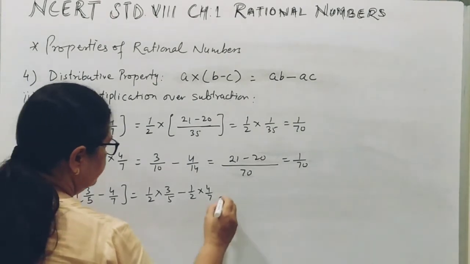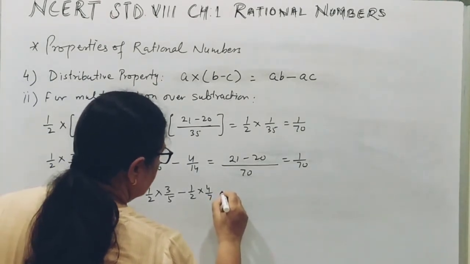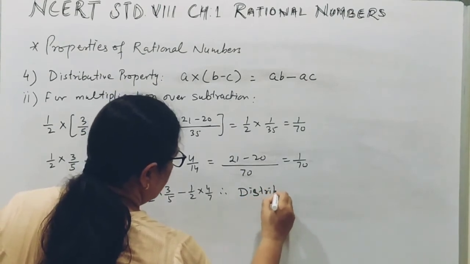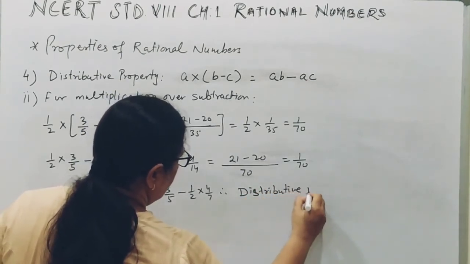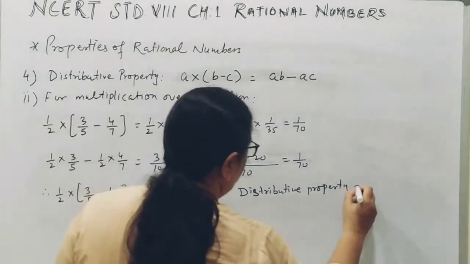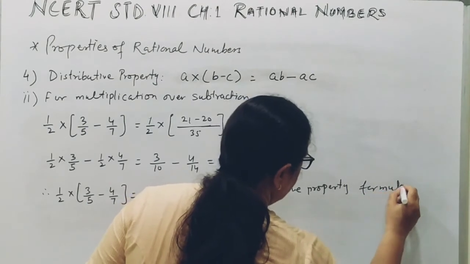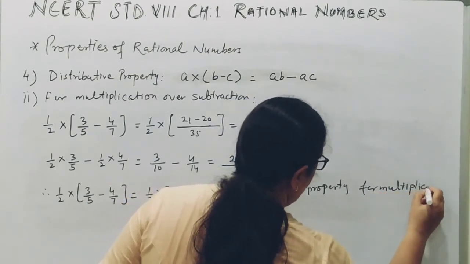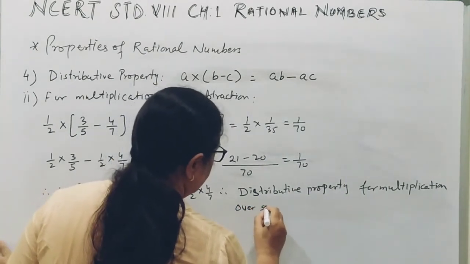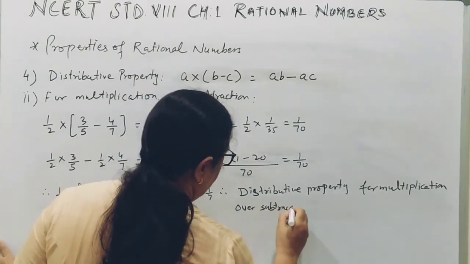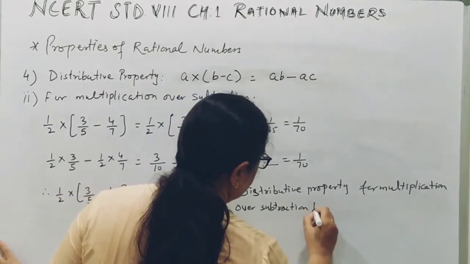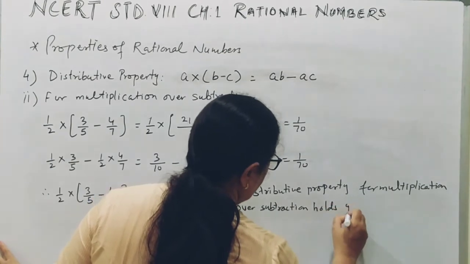It means distributive property for multiplication over subtraction also holds good.